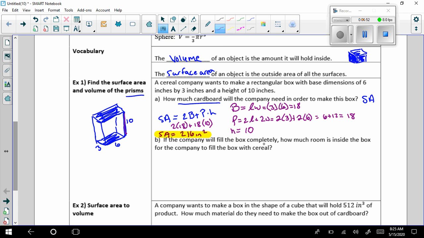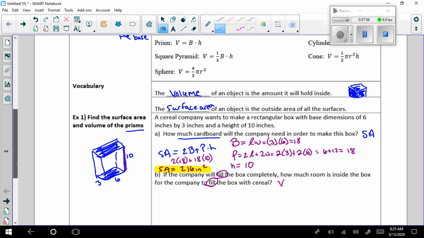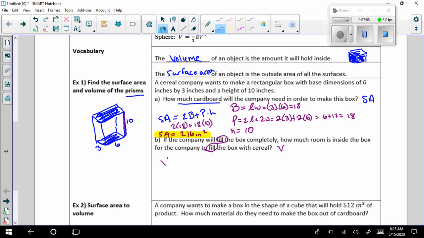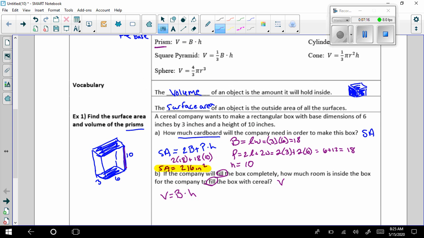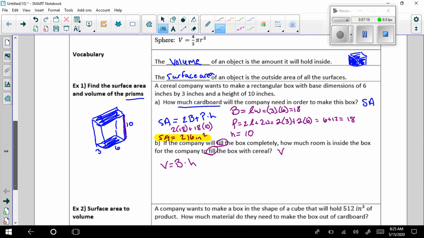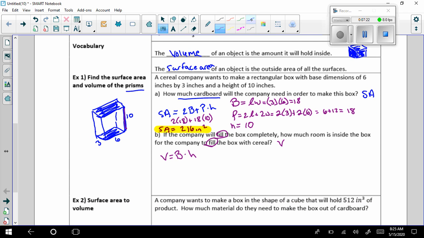If the company will fill the box completely, how much room is inside the box for the company to fill the box with cereal? So we're filling. When I fill something up, that's volume. So the volume of a prism is equal to the area of the base times the height. Right here, prism. And we already calculated capital B, so capital B is 18, and the height of the prism is 10.